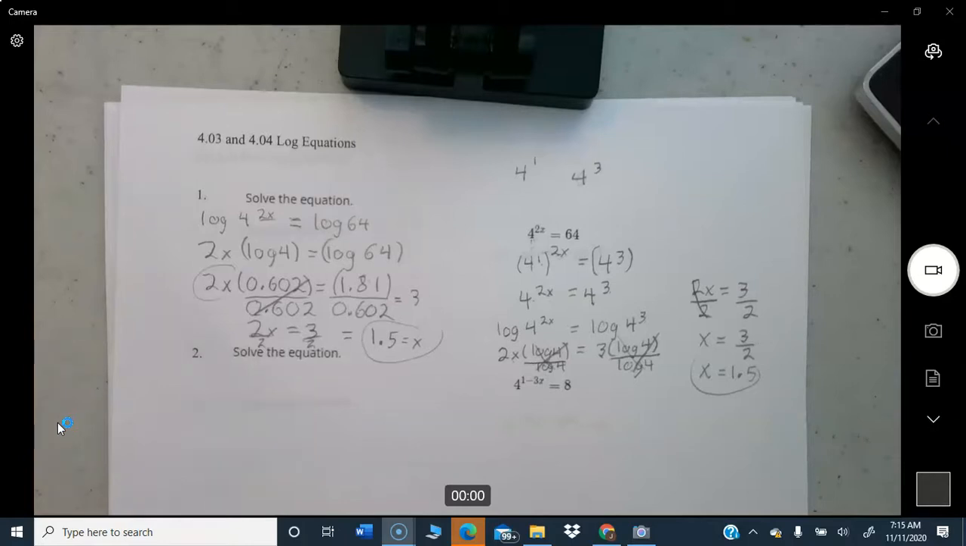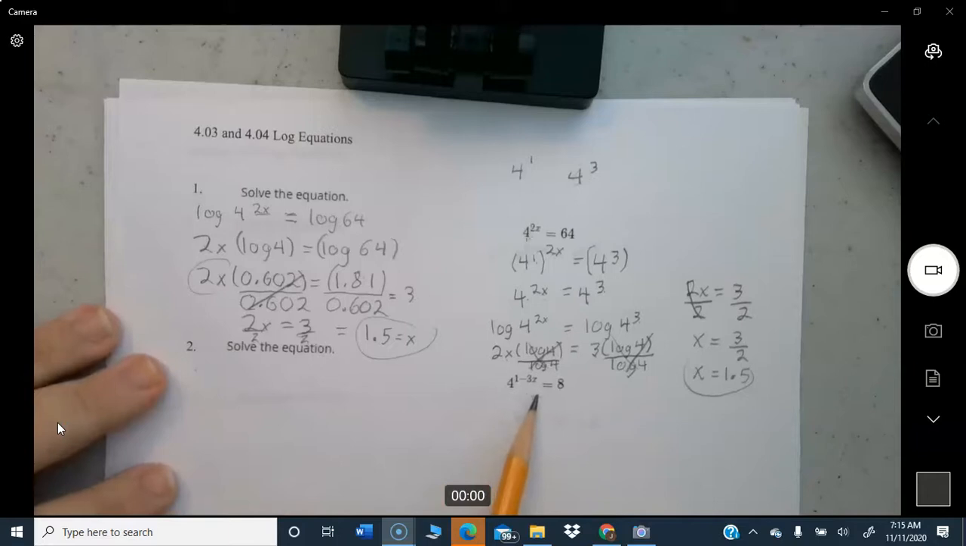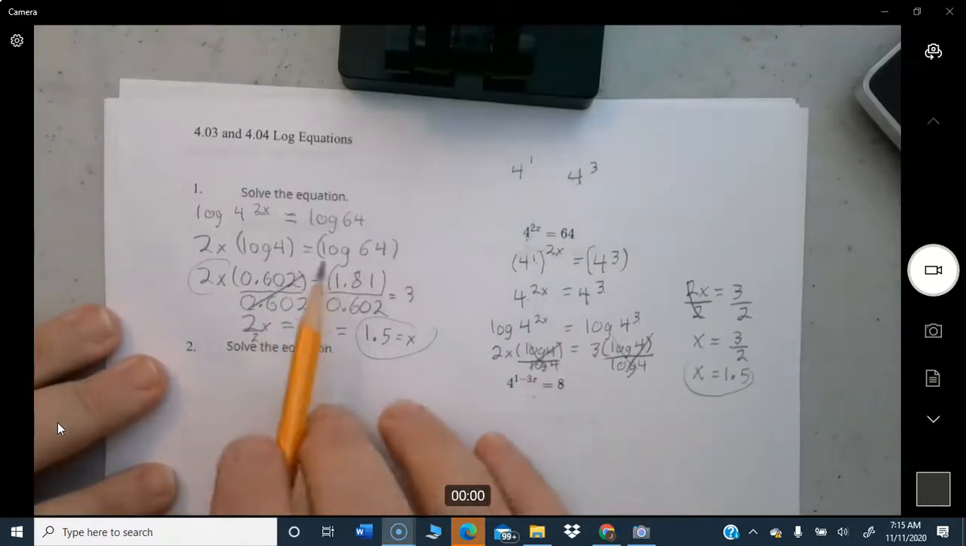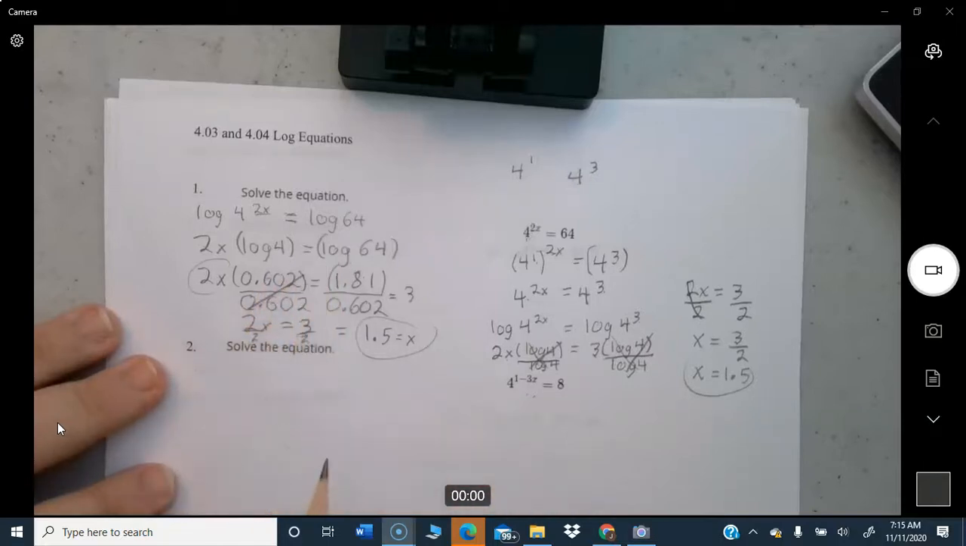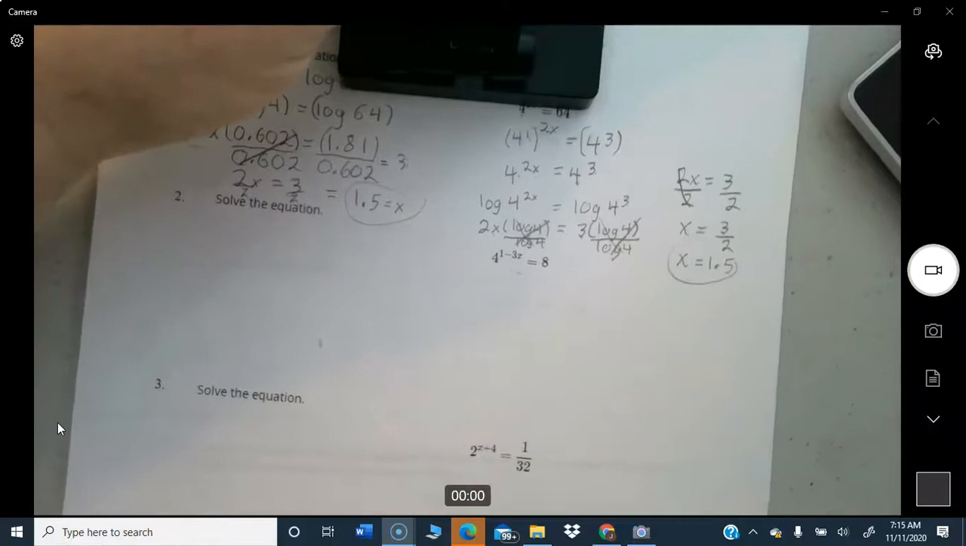All right, next up, let's go ahead and do number 2. Now, I did this one in class this way. I wanted to show you a couple problems just doing it kind of the long form way where you actually take the logs. But it really does make more sense to take the common base. So we're going to go ahead and do number 2 that way.